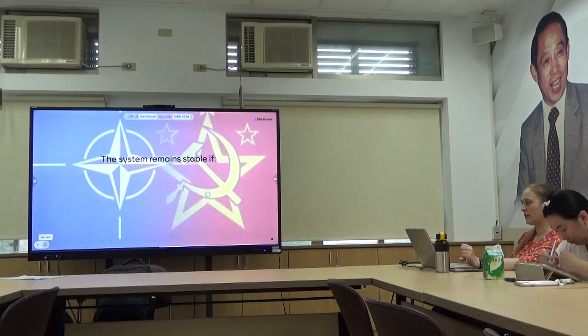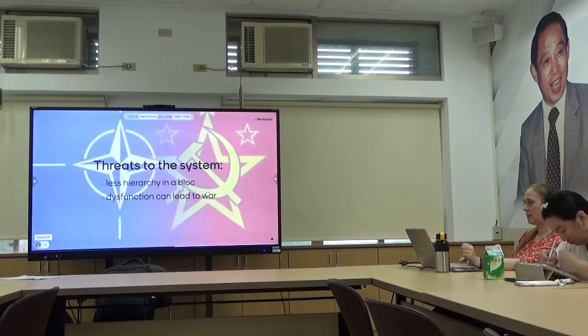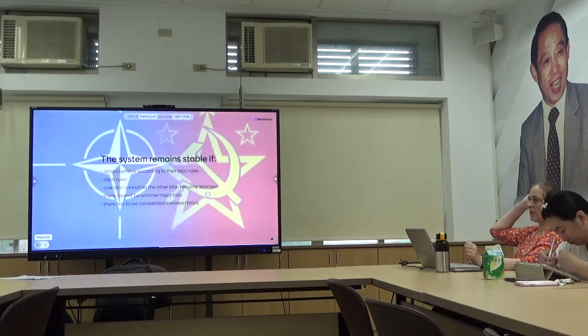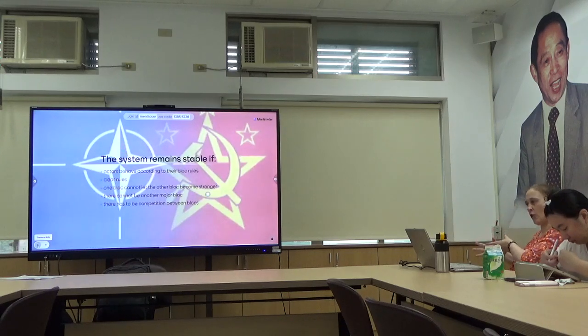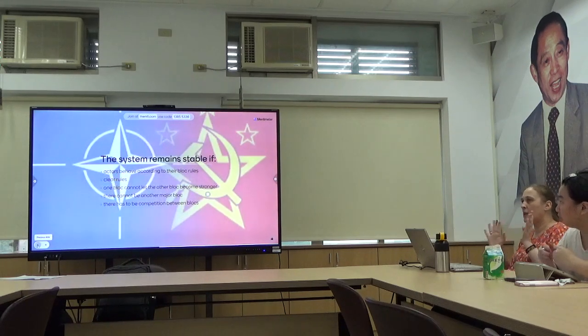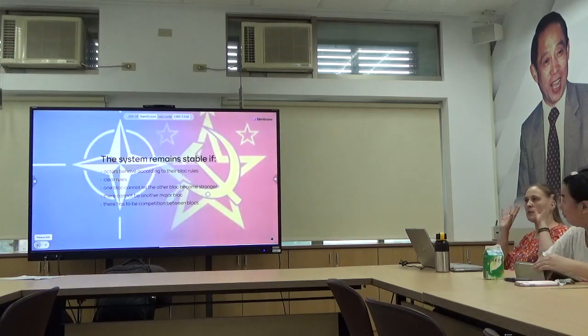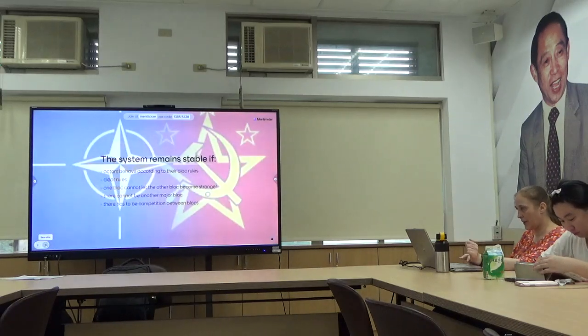These are the characteristics. Now, what makes the system stable? Yeah. So, if countries behave according to the bloc rules, there have to be clear rules to be followed. This is important. Competition. One bloc cannot allow the other bloc to be much stronger. There cannot be a third bloc. So bipolar system, there have to be two centers, cannot be a third one. And the competition, I already said it.